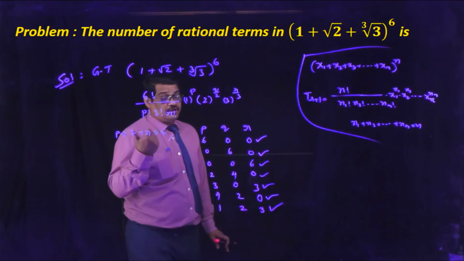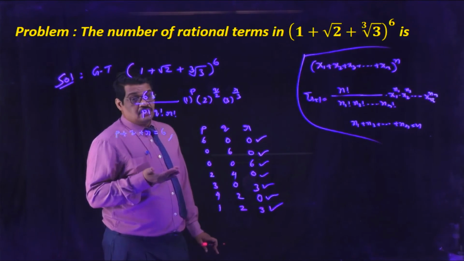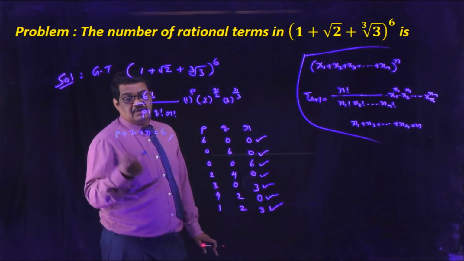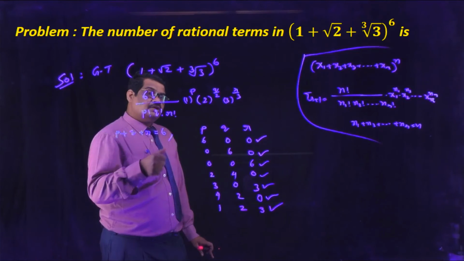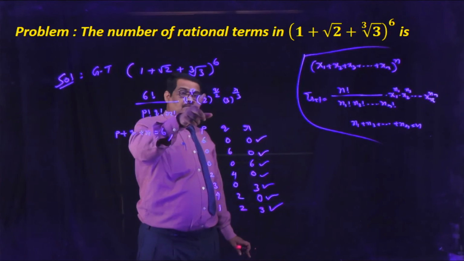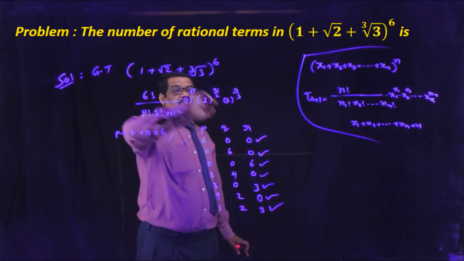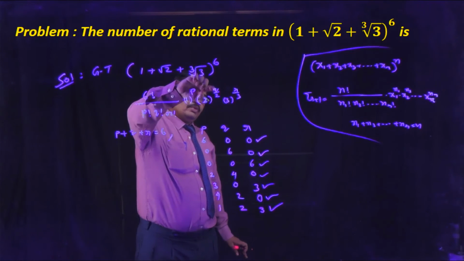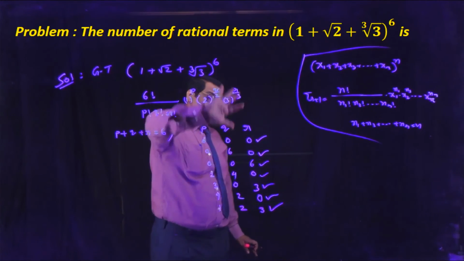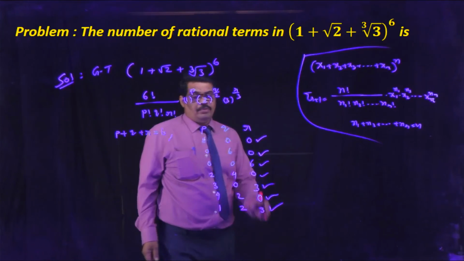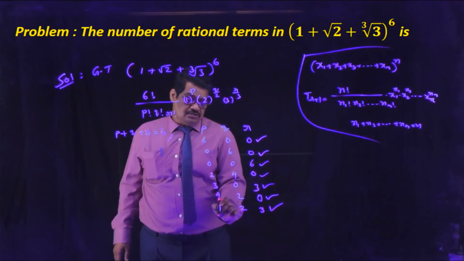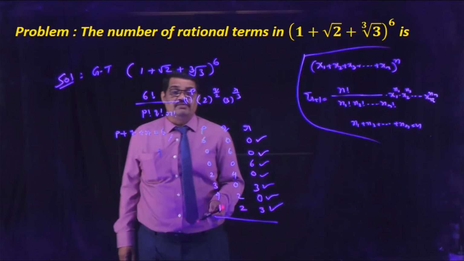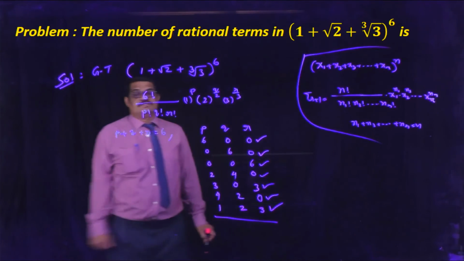So remaining, there is no other combination for the condition p plus q plus r is equal to 6, in which the powers must be integers. So the powers here, q by 2 must be an integer and r by 3 must also be an integer. How many terms here? 1, 2, 3, 4, 5, 6, 7. So the total number of rational terms is 7.